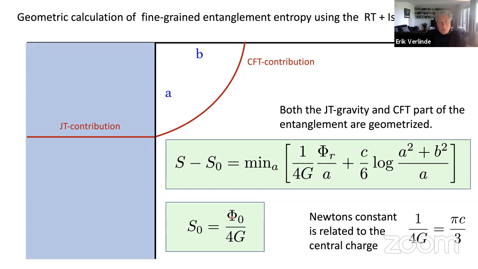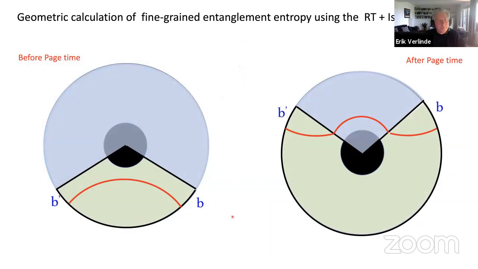This you can also do now for the BTZ geometry. Here I again ask this question about the entanglement entropy. So now the CFT lives here on this green part, and the gravity part comes from reducing over this blue region. This is before Page time. Then the Ryu-Takayanagi surfaces go like this, as expected. So this is counting the entanglement of the radiation and the black hole, but by measuring a surface that's going in between them.